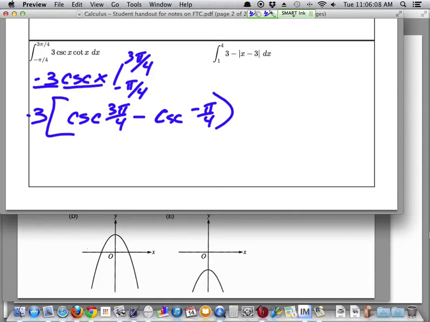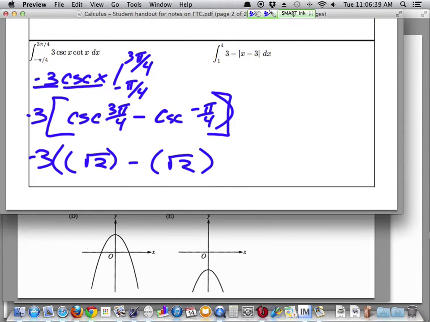Everybody okay with that move? So now we need to evaluate cosecant of 3π/4 and cosecant of -π/4. Okay, so I go over here to that. What's cosecant related to? Sine. So what is sine of π/4? 1 over radical 2, so that means cosecant is radical 2. So that means both of these answers are radical 2. I just need to figure out whether or not they're positive or negative.